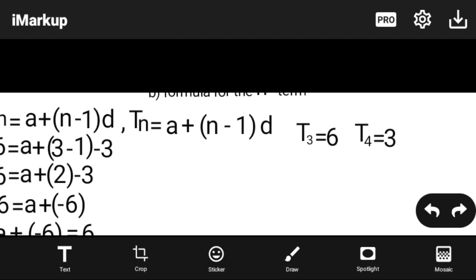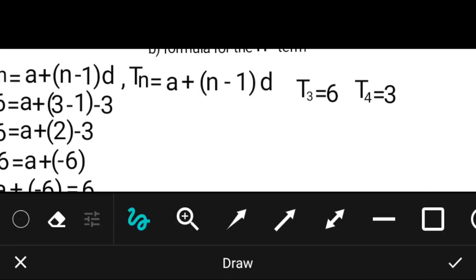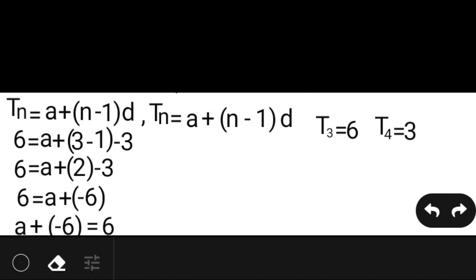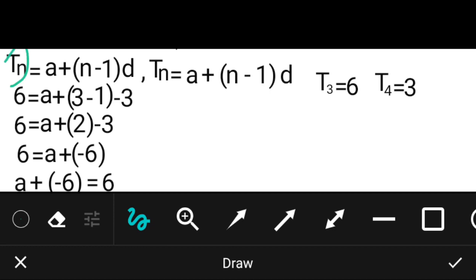Let's try. So again, where we have Tn, we'll put this number here. Note that where we had this Tn, we put the 6 there because we were dealing with term 3. So in this case, this time around, we'll use 3 here, meaning where we have Tn, we'll put 3.